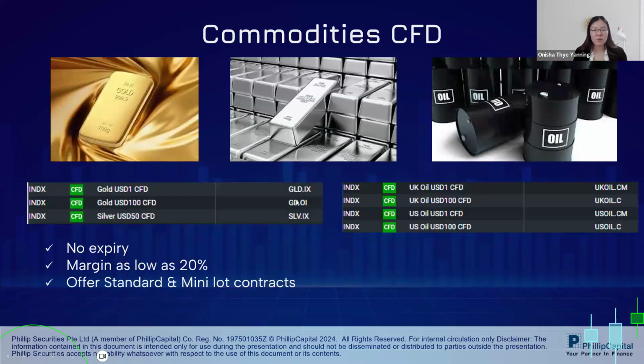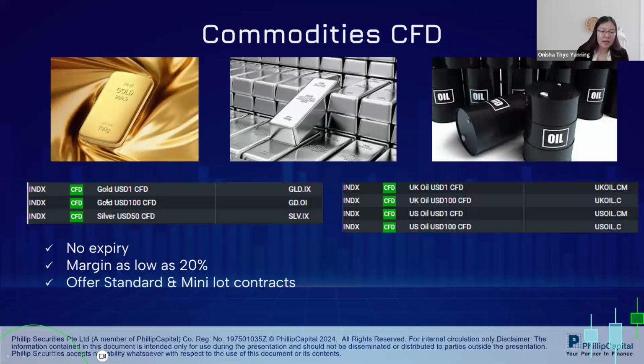Next is our commodity CFD. We have gold, silver, and oil, the top three most traded commodities in the world. First and foremost, there's no expiry, which means that when you buy, it will auto roll over for you. Whereas if you get exposure to these commodities using futures, it would have expiry, which you have to manually roll over yourself to the next month.